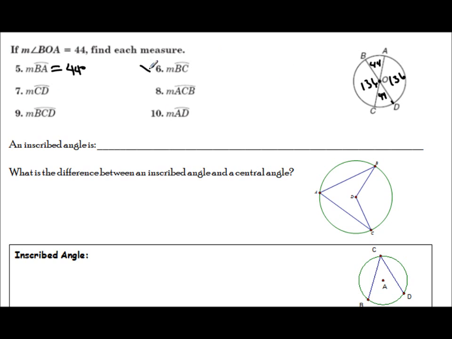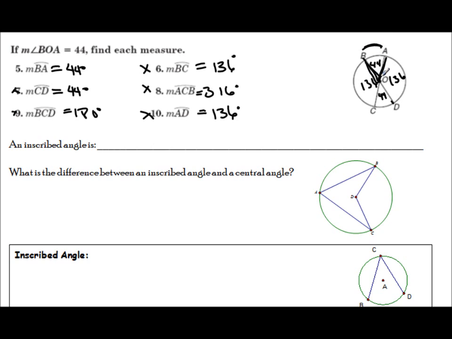So now I would like for you to pause the video and find the arc measures for the following 7 through 10 and see if you get what I get. Okay, and these are the arc measures that you should have gotten. So basically just remember that the central angle is the same as the arc. Central, same. They have the same beginning sound.